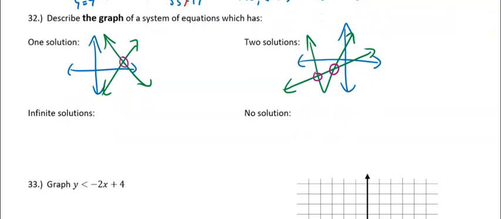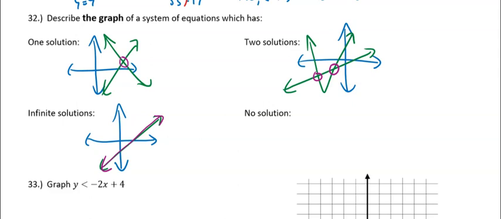Infinite solutions for this one. Infinite solutions would be if it's literally the same equation twice, okay? So if I had the same equation twice, in other words, one equation looked like this, and the second equation was the same thing on top of that, well, then they would have all of their points in common. There would be an infinite number of solutions, okay?